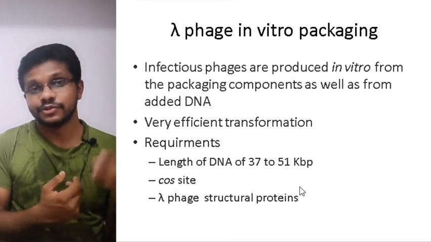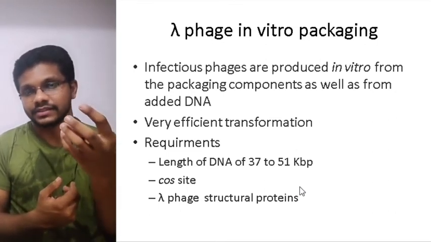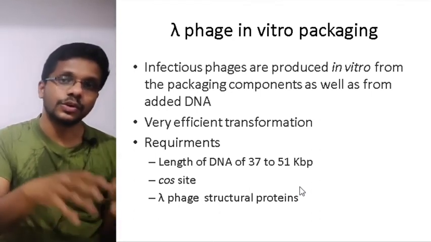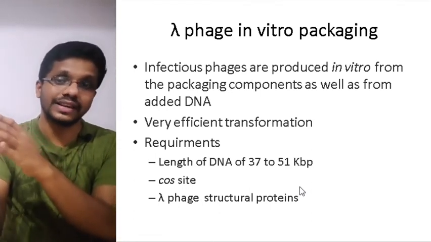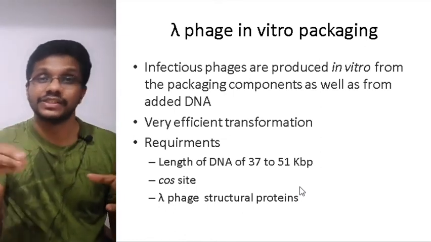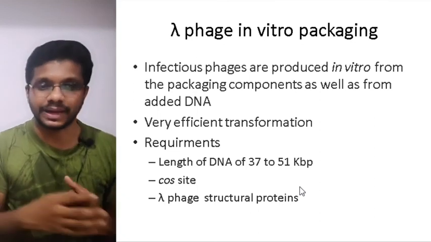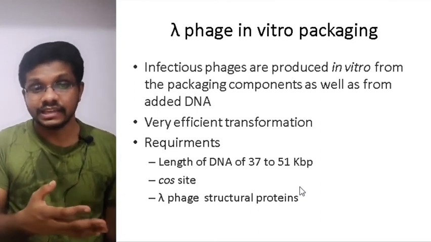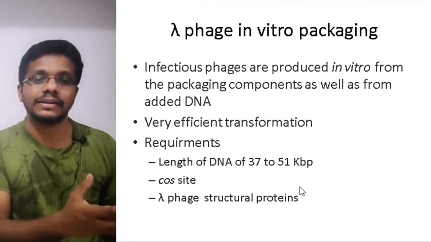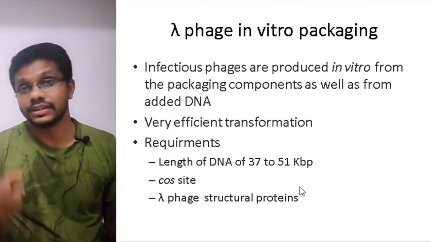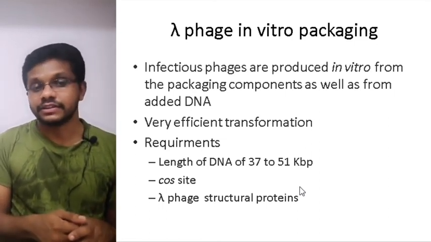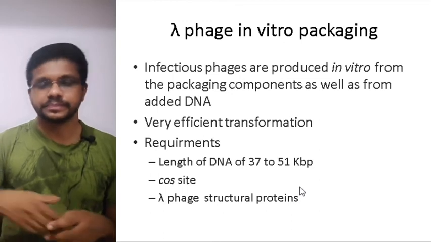It's a very efficient transformation. If you are packing our DNA into a viral genome, the virus has an efficient method of transferring the DNA into the cell. So if our genes are inside the phage head, it will efficiently transfer the DNA into the cell, so the efficiency of transformation will be high. The requirements are DNA with a size between 37 to 51 kilobases, which is the capacity of the lambda head, and the DNA should have a cos site. Then only it will be cut and inserted into the head. And finally, we should have the phage structural proteins.